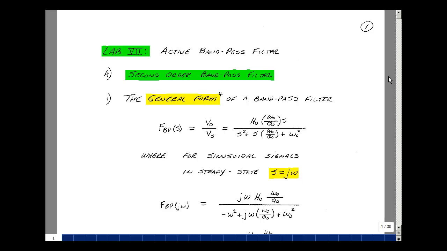This lesson deals with lab number 7, an active bandpass filter. In our ECE 202 ebook in chapter 12 on page 33, we defined the general form of a second-order bandpass filter, and it's shown here.